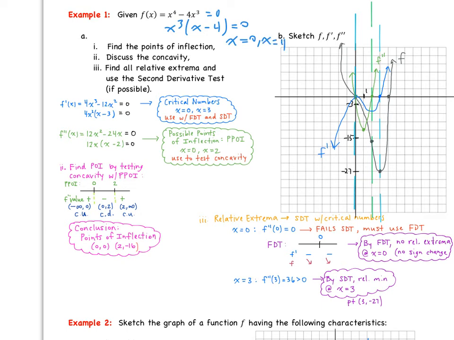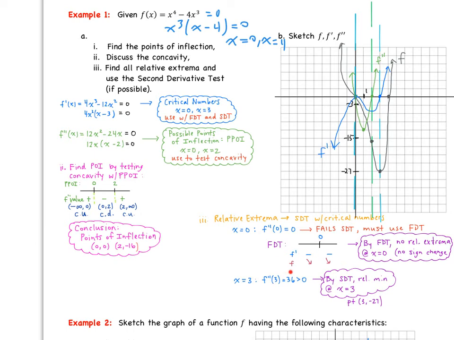Now I'm going to go ahead and plot those. My f function is this black graph there. So I'm going to plot my zeros, 0 and 4. We know we have a relative minimum at 3, negative 27. We know we have points of inflection at 0, 0, and at 2, negative 16. Okay? So we're going to use that fact.